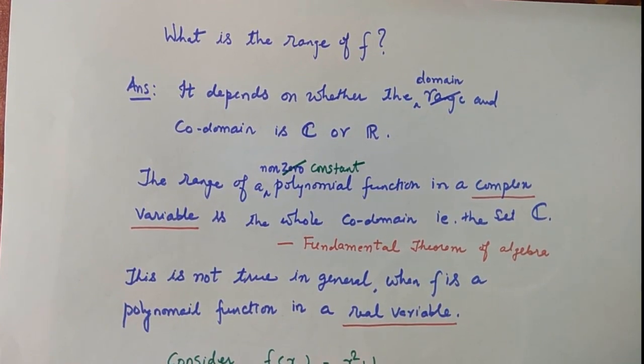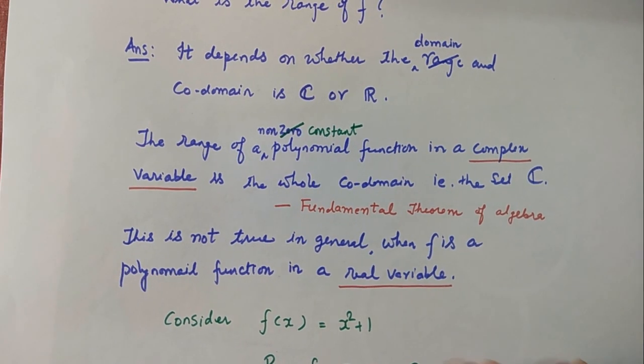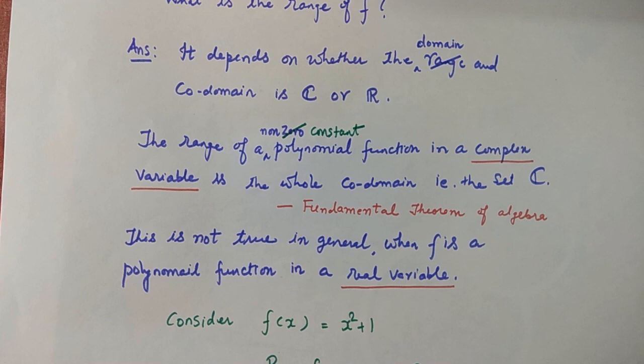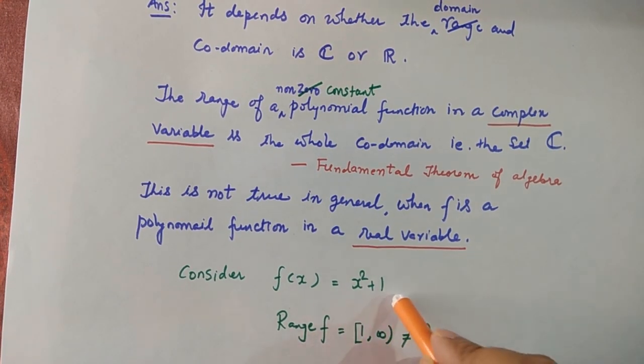If the function f is a polynomial in a real variable, its range need not necessarily be the whole of the real number set. For example, consider the function f of x equal to x square plus 1. The range of this function is the semi-closed interval 1, infinity, which is not equal to the entire real set R.